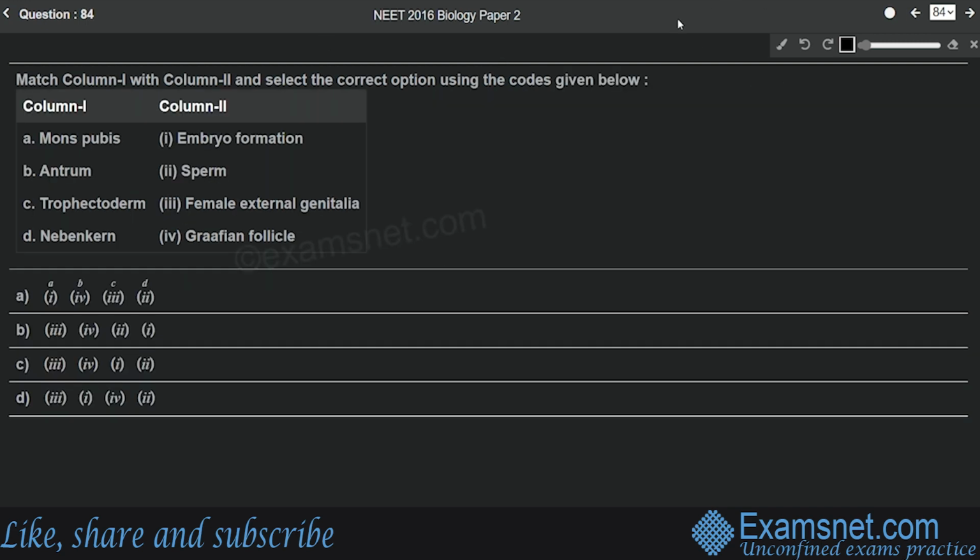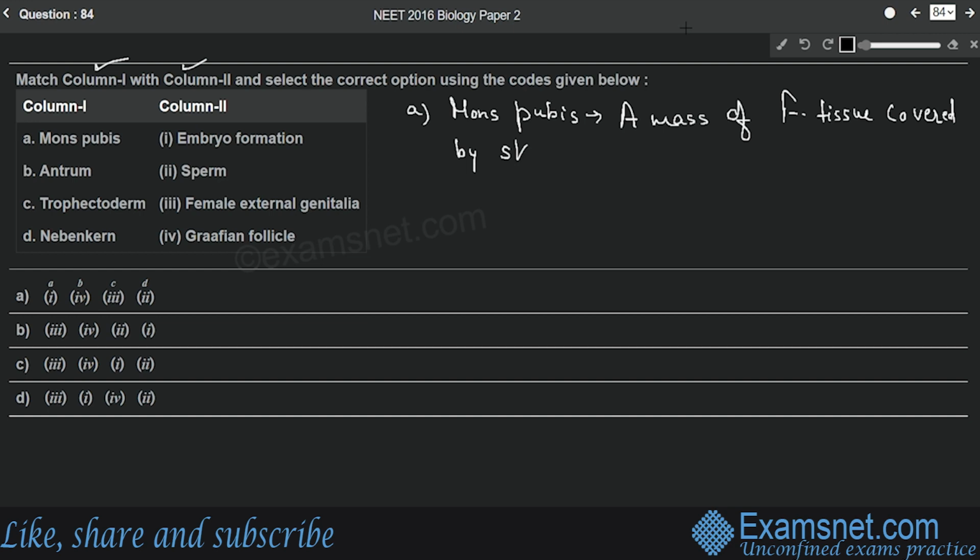Question number 84 is from the chapter Human Reproduction, and here we have to match column 1 with column 2. The first one mentioned in column 1 is mons pubis. What is mons pubis? It is a part of the female external genitalia and it is basically a mass of fatty tissue that is covered by skin and pubic hair. So A will be matched with number 3 here.